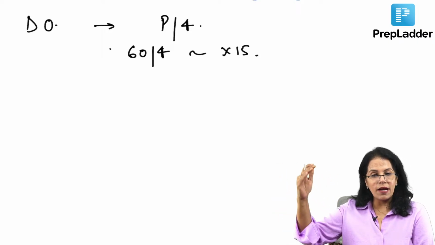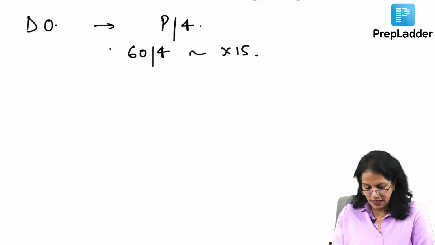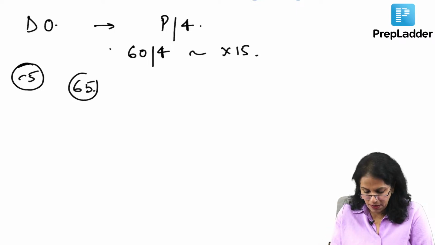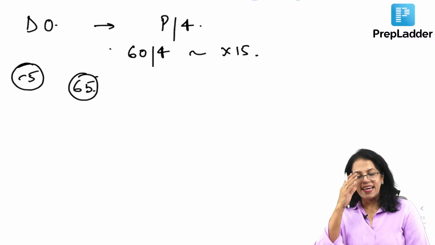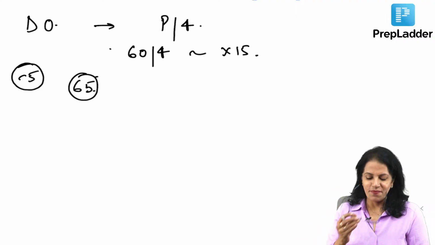So minus 5 myopia means minus is myopia. Myopia is more power. So if I tell you my power is minus 5, what is the refractive power in my eye? It is 65, 60 plus 5. Please don't forget this concept. It is going to help you to solve all the numericals also around the astigmatism.